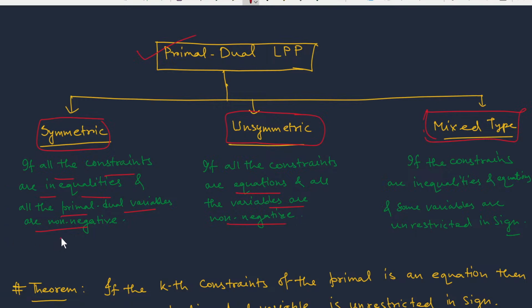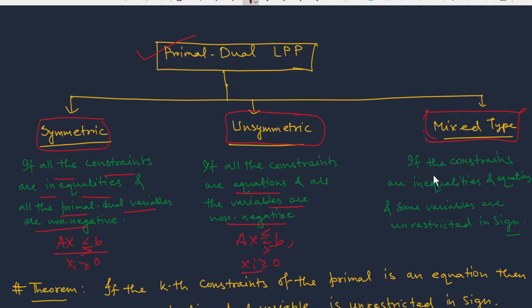That means in this case, suppose this is Ax less than or equal to B type, and this is Ax equal to B type where all xi's are greater than or equal to 0. Here all xi's are greater than or equal to 0, and the constraints can be inequalities, okay. So this is the case, and this is also greater than or equal to type, you can say. So if equations and inequalities are mixed, then this is unsymmetric, okay.